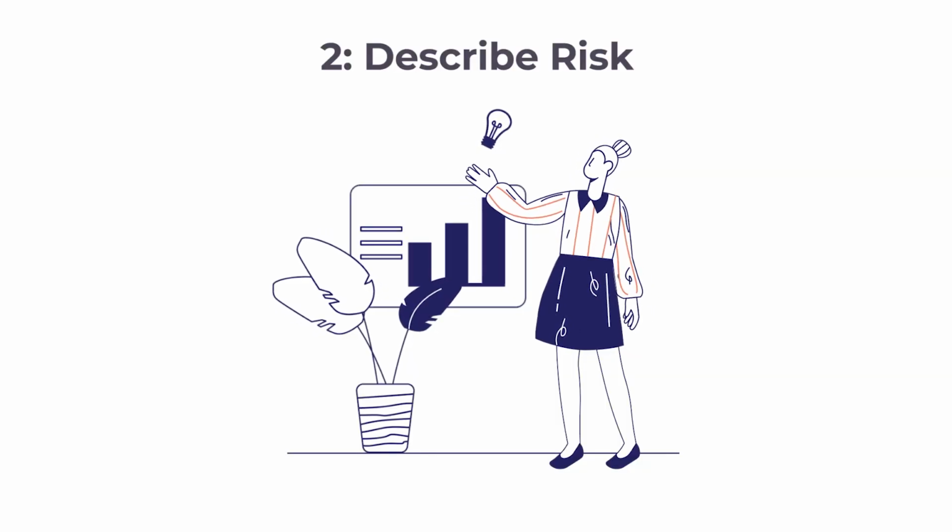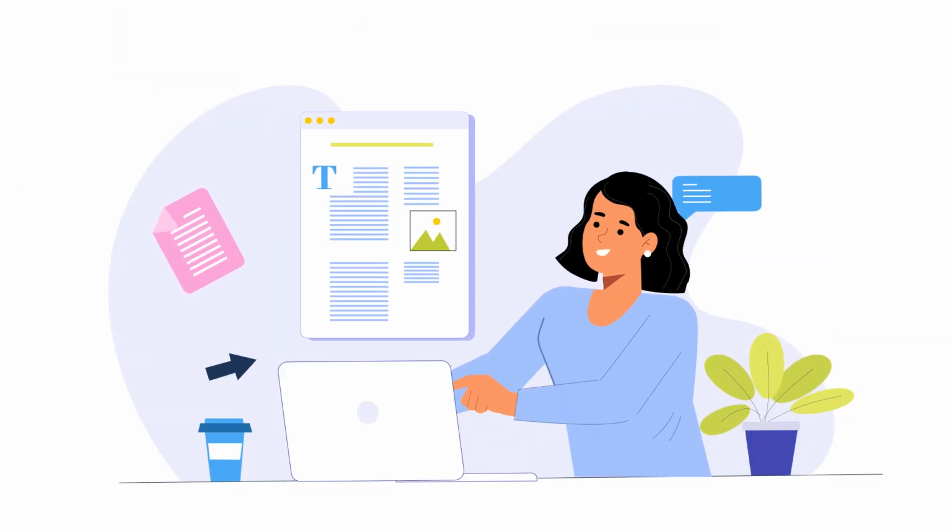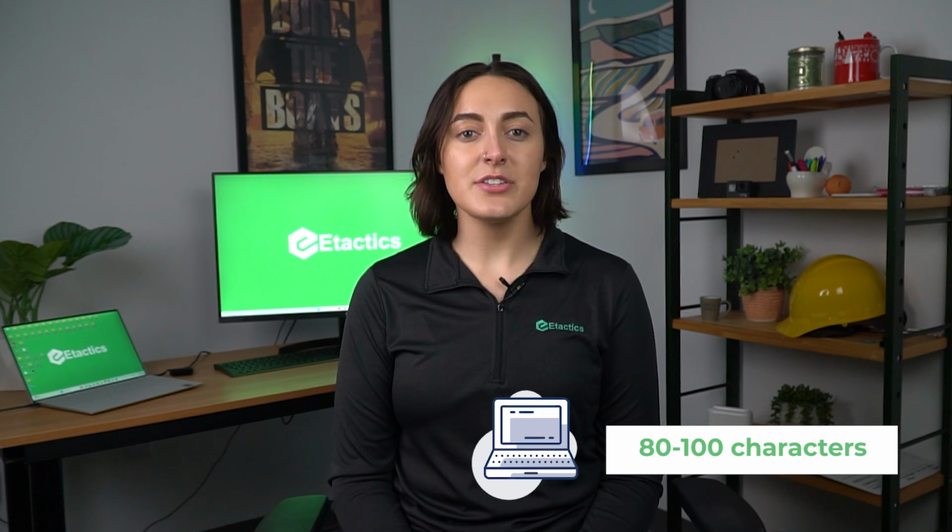2. Describe the risk. Once you've identified the risk, next is the risk description. Similar to the summary, this will go over the main takeaways and why it's necessary to log the risk. The average length of a risk description is around 80 to 100 characters, so this is quite short and just a general description of the risk. It just gives you a bit more depth into the situation than the risk identification.